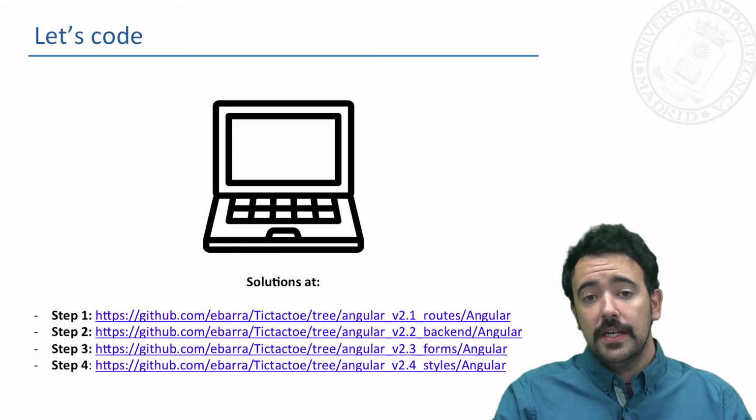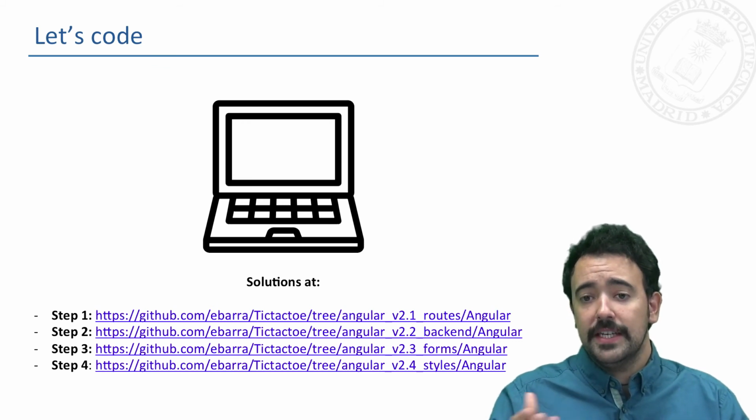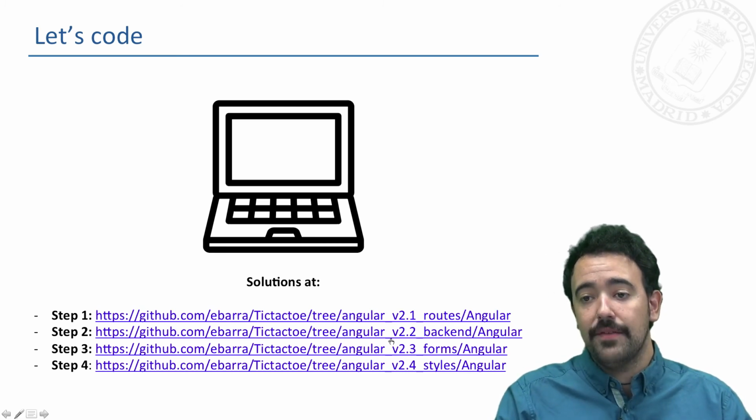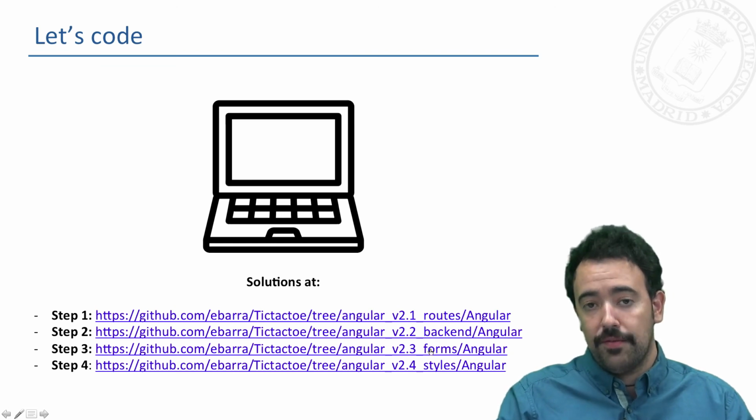As always, all the code I'm going to implement here during these videos is available in GitHub, and in the corresponding branch you will have the different versions corresponding to the different steps. Okay, so you have a step for the routes implementation, then for the backend connection, for the form for the player name, and finally the last step with the styles.